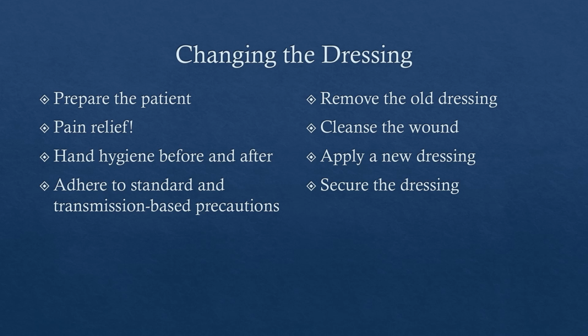Overall, there are steps we follow for all dressing changes, regardless of the type of dressing it is. First, we mentally prepare the patient and physically prepare the patient for what we're about to do. This includes pain relief. We pre-medicate for pain, we medicate during the procedure if needed, and medicate after if needed. We gather our supplies, we complete hand hygiene, and we adhere to standard or any transmission-based precautions we need to. Some wounds do get infected with antibiotic-resistant bacteria, and they do get placed in isolation. We then want to remove the old dressing, cleanse the wound, and apply and secure a new dressing.